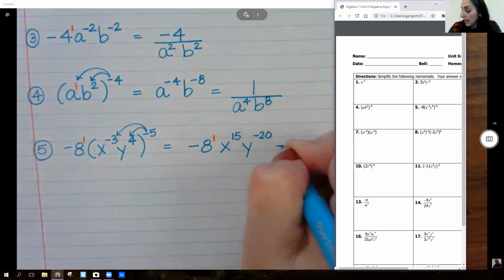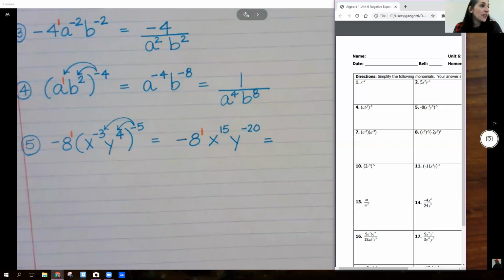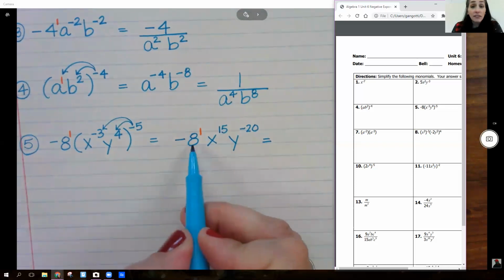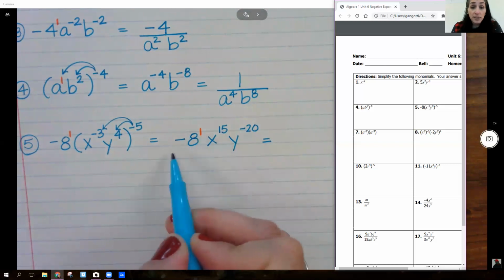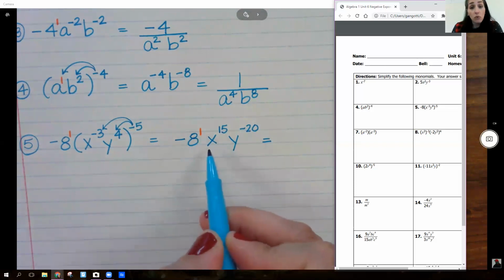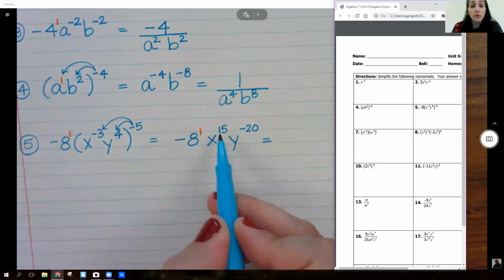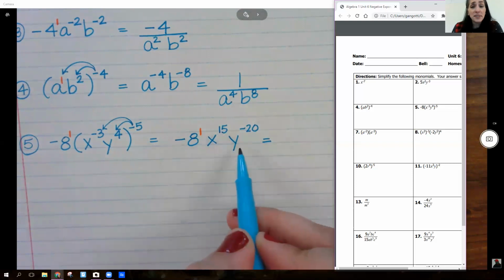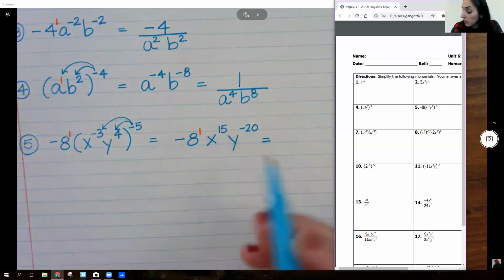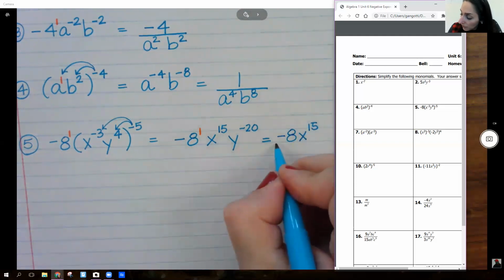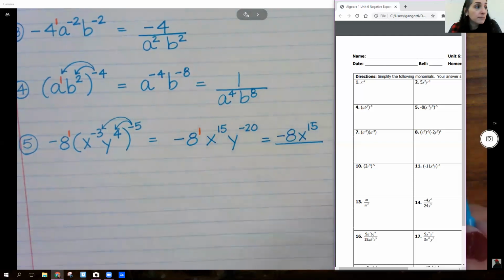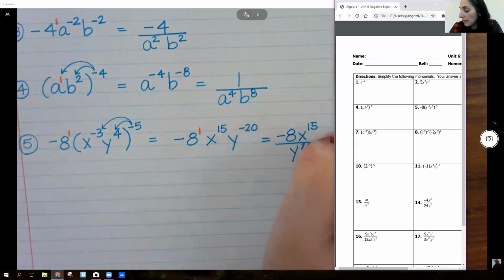So it looks like we have something we need to fix. The -8 is okay because it has a positive exponent. There's nothing wrong with this. The x is okay because it has a positive exponent. The y is the one that needs a little bit of help. So we rewrite the -8. You rewrite the x to the 15th, make a fraction bar, put the y down in the bottom, and throw away the negative sign.